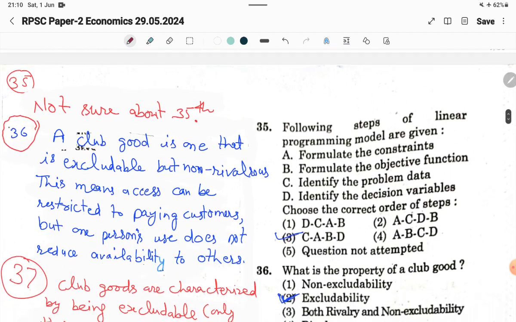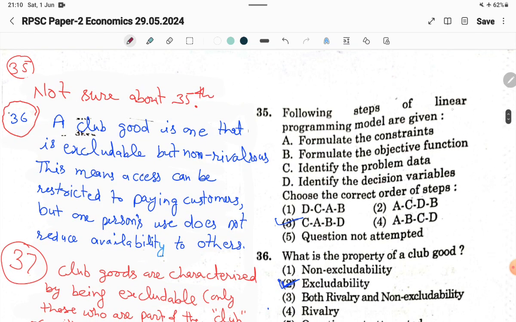Now the 35th question: the following steps of a linear programming model are given. I am not sure about this 35th question. According to me, it should be the third answer, but I am not sure about it. So next question.